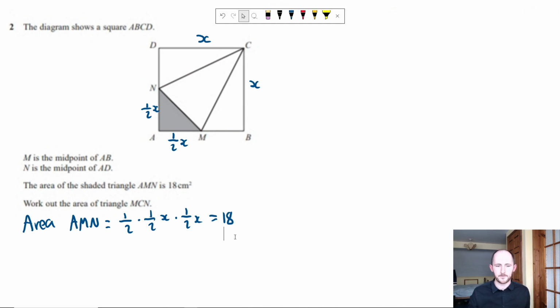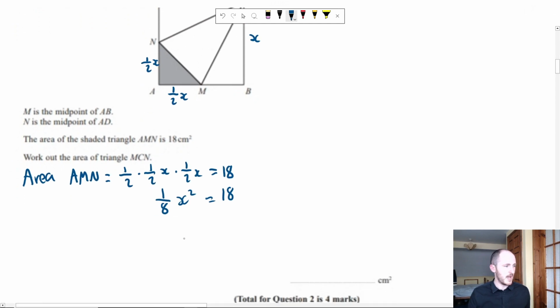A half times a half is a quarter, times a half again is 1 over 8. And that's x squared over 8 equals 18. So times both sides by 8.